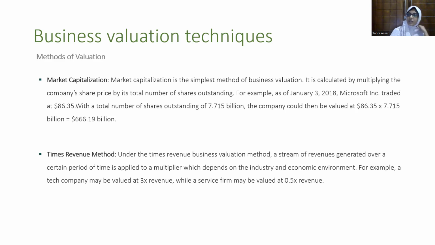So for example, let's say on January 3rd, 2018, Microsoft traded at $86.35, with the total number of shares outstanding being 7.715 billion. So how do we value the company? It's $86.35 multiplied by 7.715 billion, which would be 666.19 billion USD. So that's how the market capitalization happens.